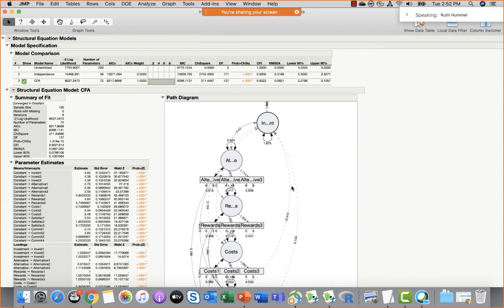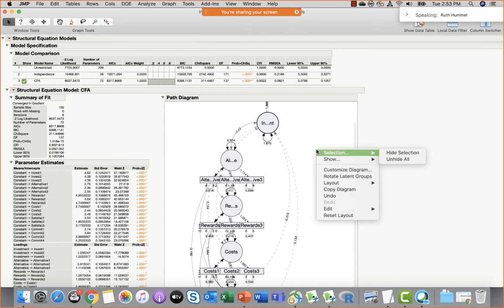The dashed line shows up when you've got a non-significant effect. So it prints the size of the effect, negative 0.314 here on this covariance between these two variables, but it's a dashed line indicating that wasn't statistically significant. There is a statistically significant covariance between, what is this, investment and alternatives of negative 0.42 here. It would be a darker line if it was a larger effect.